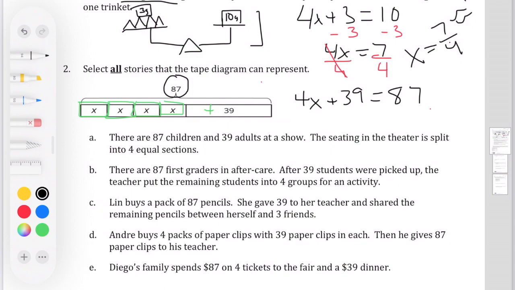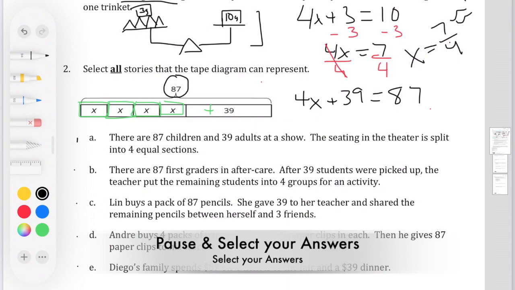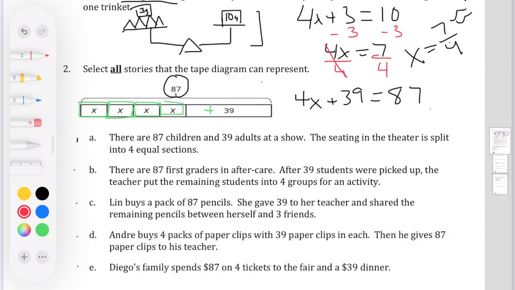So go ahead right now and read through A, B, C, D, and E. Tell me which one would be correct, if not multiple correct options, and I'll be right back. So letter A: there are 87 children and 39 adults at a show. The seating in the theater is split into 4 equal sections. Well, to me, that is 87 children plus 39 adults, but then we're going to have to split that up into 4 even parts. But 87 plus 39 is going to give us a total greater than 87.